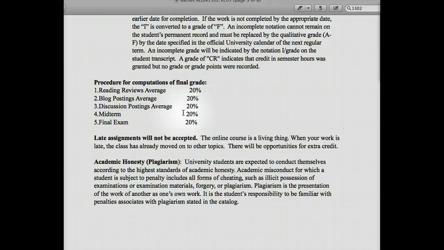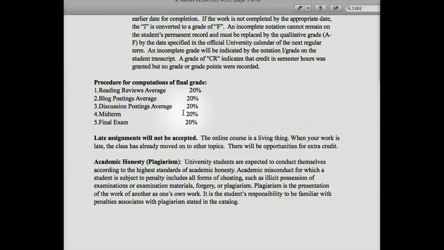And the reading reviews are graded a lot easier than the midterm and also the final exam. So if you bomb the midterm and the final, you're not going to have a good grade. But if you study for the final, if you study for the midterm, you're golden. And also, if you participate in the extra credit assignments.